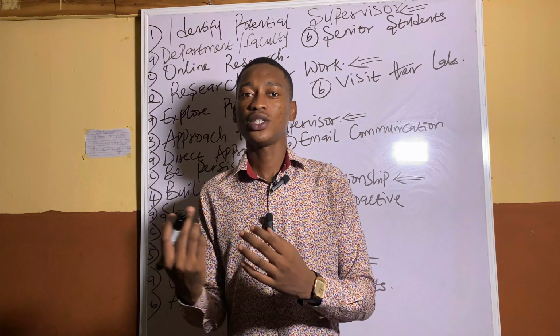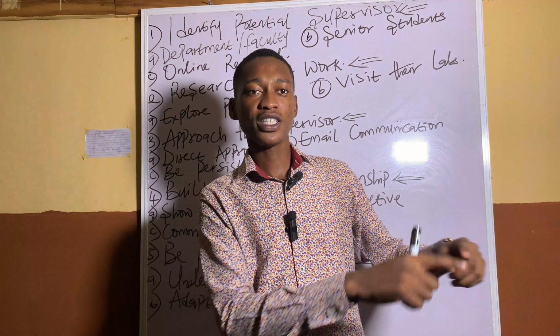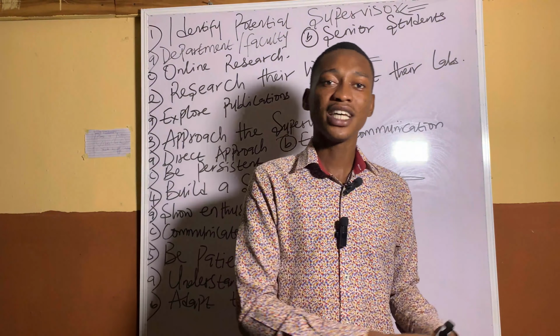Say the first 25 will go to Professor A, the second 25 will go to Professor B, the third 25 will go to Dr. C. That is how they group all the students in your level to different lecturers or supervisors, and then each lecturer will supervise the 25 or 20 students assigned to them.